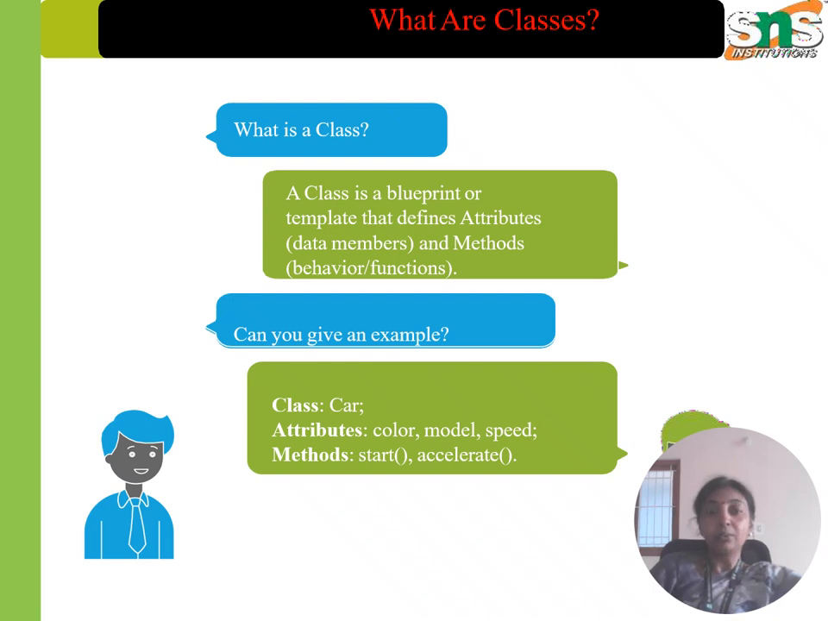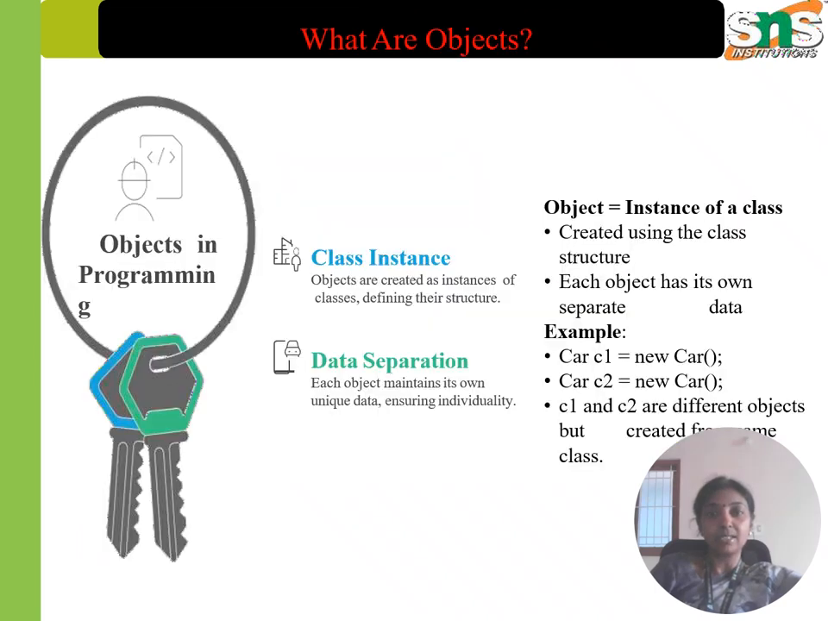Okay, fine. What is a class? A class is a blueprint or template that defines attributes. It is a collection of data members and methods or member functions. Inside a class, we can define the data members or variables and methods or functions.